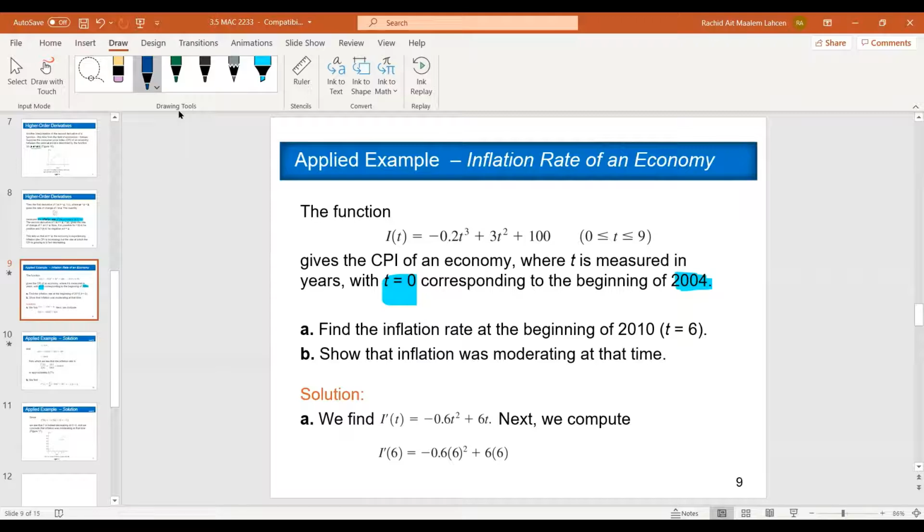If we take I prime, we find the first derivative based on the given formula. So 3 times negative 0.2 gives negative 0.6 t squared. And this one will be 2 times 3 is 6, and t becomes t to the first. So now for 2010, which is t equals 6, I prime is that.